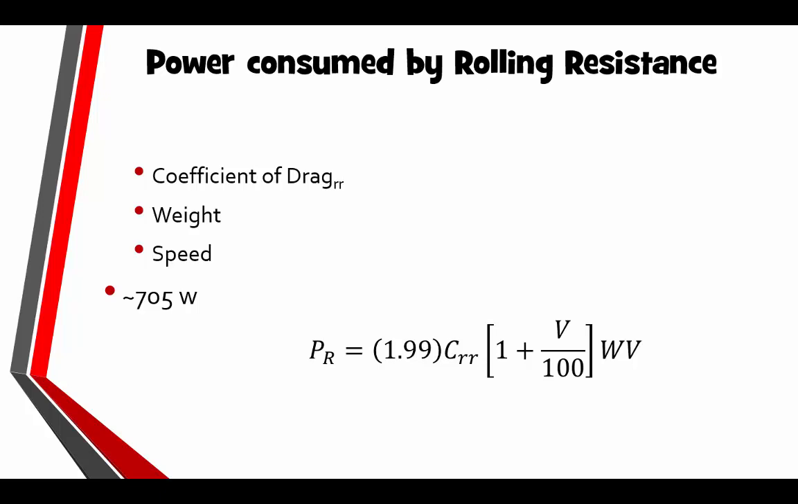That's the power that the car's consuming from rolling resistance. Now, we're going to assume for the moment that once we pick tires, that coefficient of rolling resistance drag is a constant. We're going to assume we get the weight of the car under 600 pounds, so the total gross weight is 750 pounds, and that we're going to average 35 miles an hour. So these are all constants. This is going to give us a constant 705 watts every hour that we're using from rolling resistance.